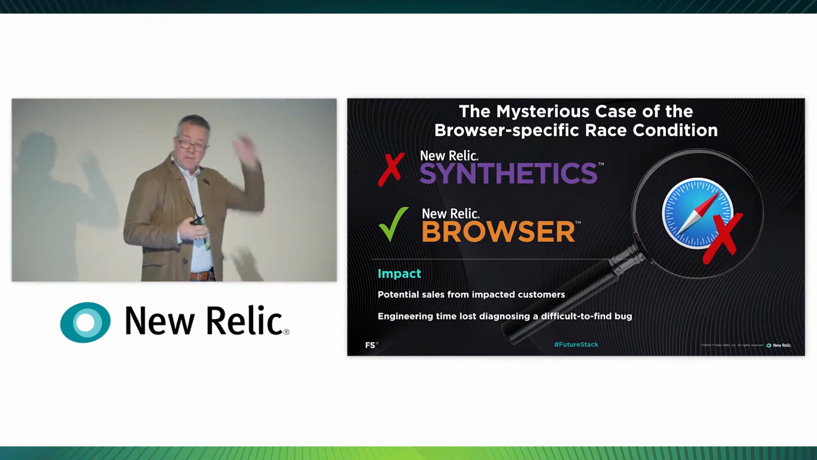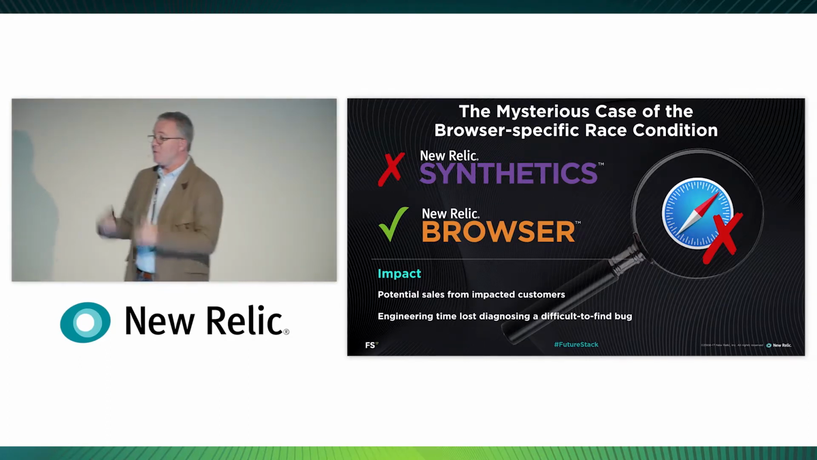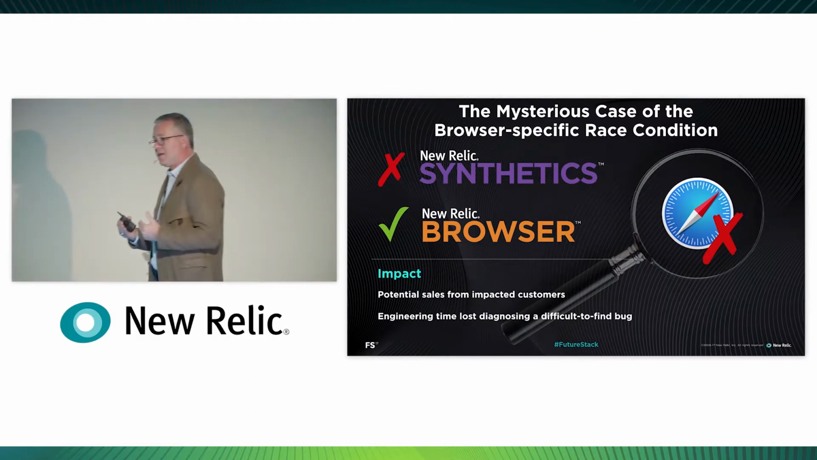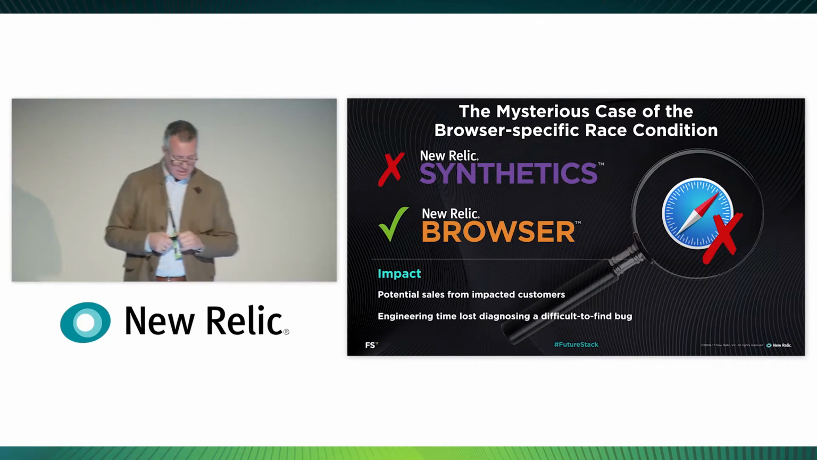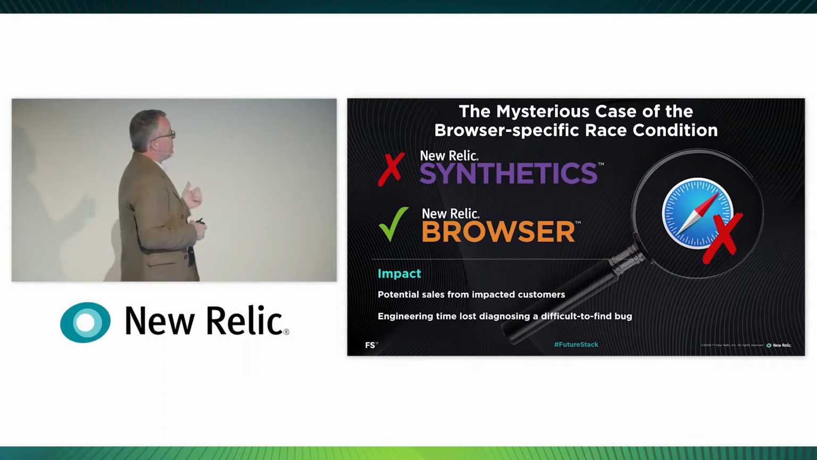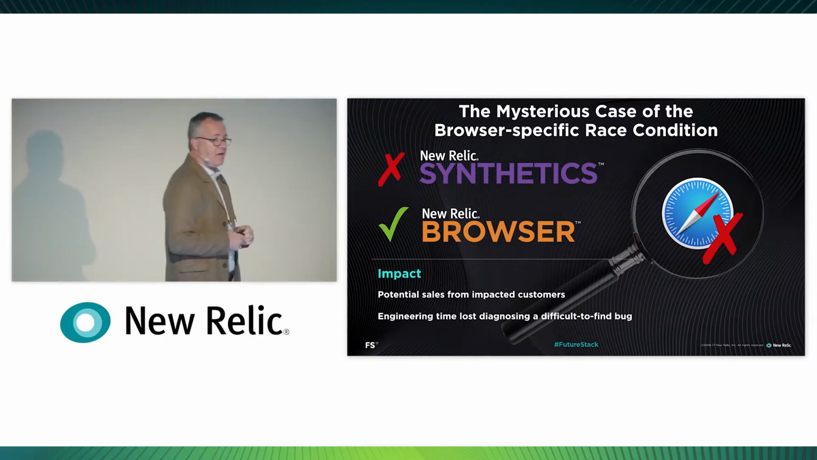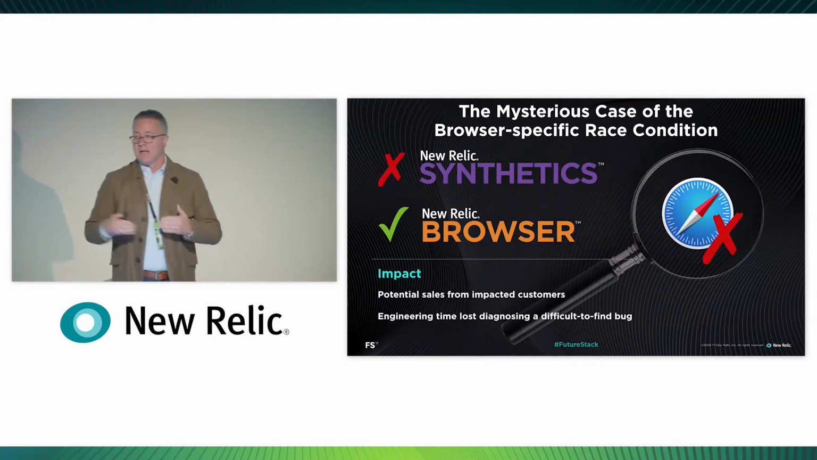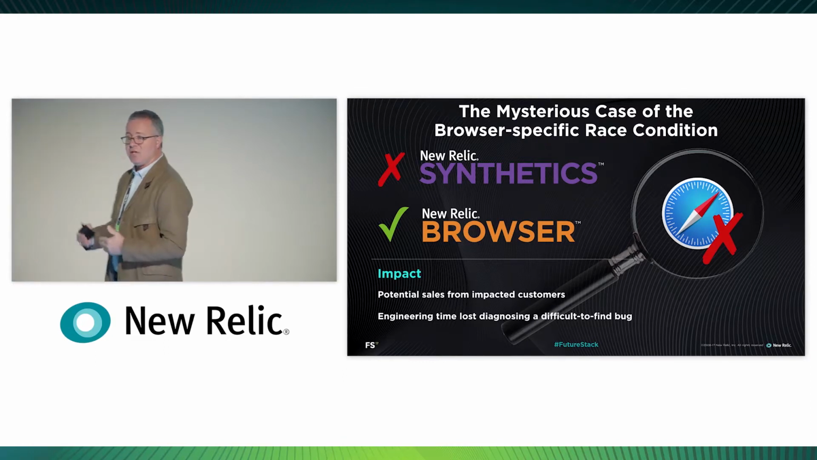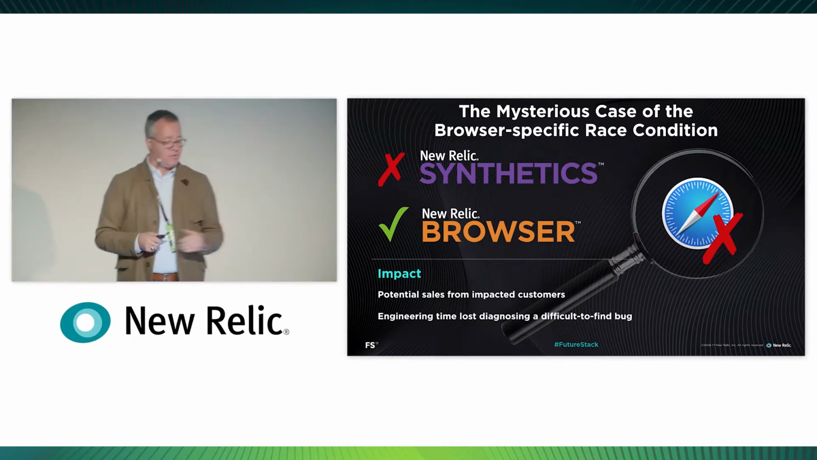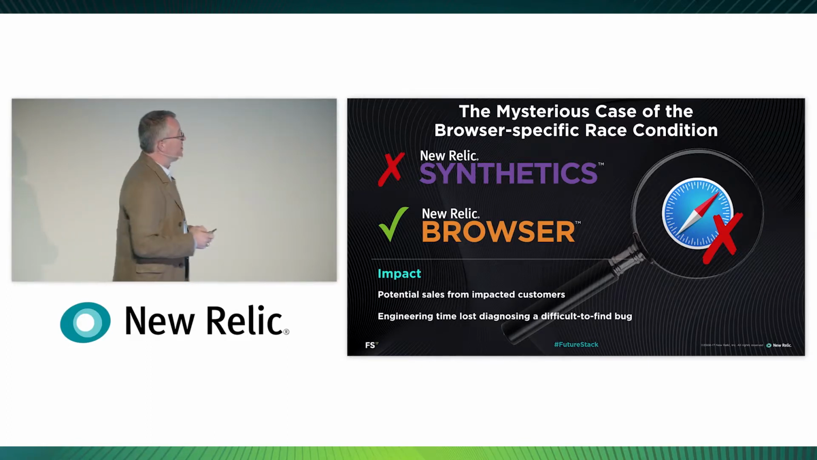Now, there's some implications here, right? People that were trying to access your site with Safari, if you were only monitoring with Synthetics, you wouldn't realize that they weren't being successful. And also, we'd pay some opportunity cost. This can be a very difficult type of error to find. And if you're spending time doing that, your engineering team is doing that instead of doing things to improve your website and improve your business. Let's look at another example.